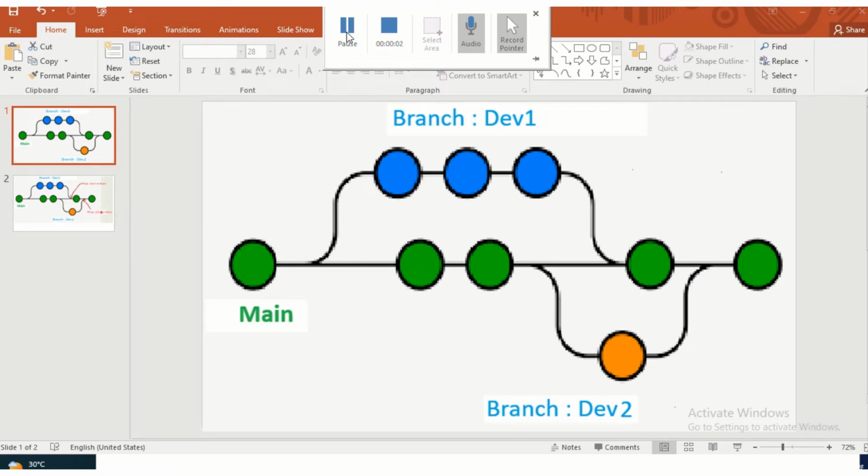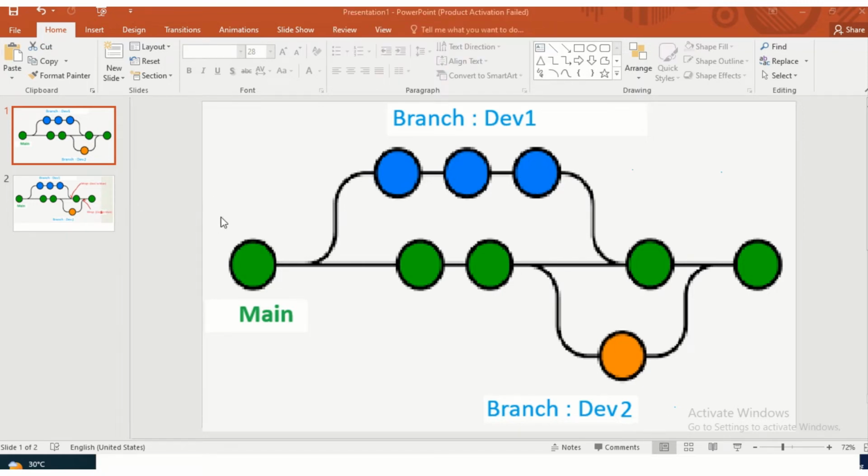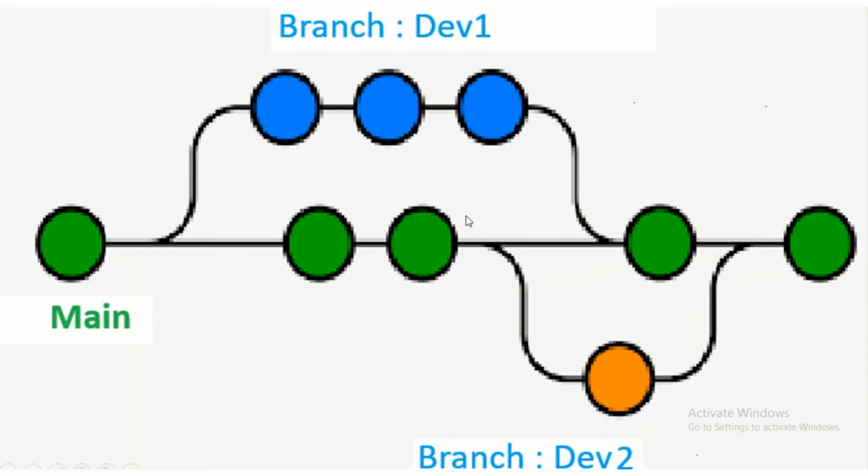Now I am going to tell you about merging in Git. Merging means, if you see this slide, there is one main branch here. Two developers are working. One is working on branch dev 1, another is working on branch dev 2. The middle one is the main branch. So the two developers will work and they will merge here.